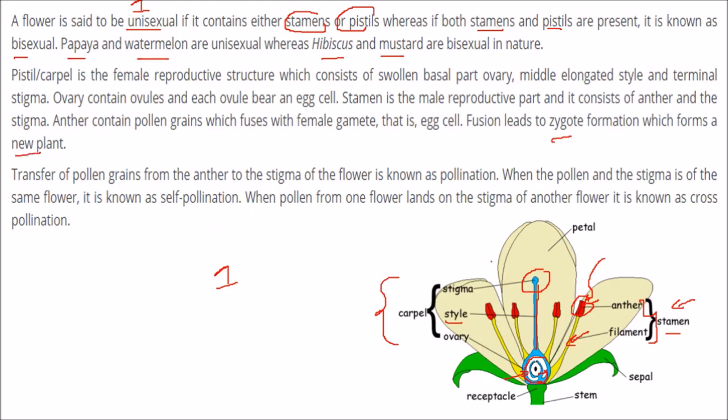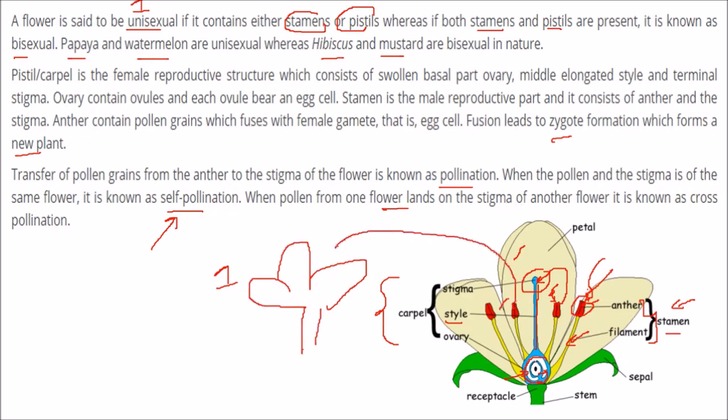The transfer of pollen grain from the anther to the stigma of a flower is known as pollination. When the pollen and stigma are of the same flower, we call it self-pollination. And when pollen from one flower lands onto the stigma of another flower, this is known as cross-pollination.